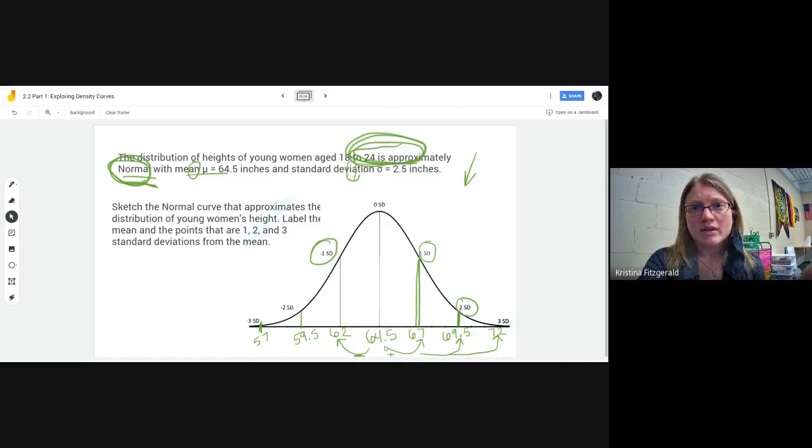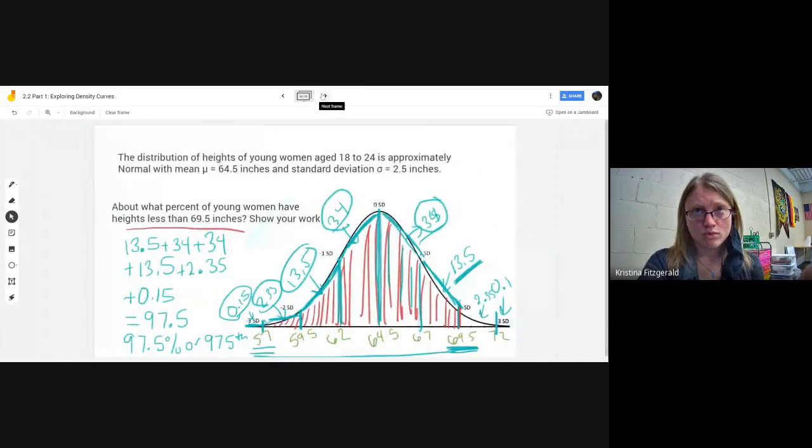So the mean goes in the middle, and then we add a standard deviation going up, like a z-score of 1, because that's 1 standard deviation above the mean. So that would be 67. Add 2.5 again for a second standard deviation, and then a third one, and then subtract 2.5 and again to get those spots. We use that information to find some stuff.